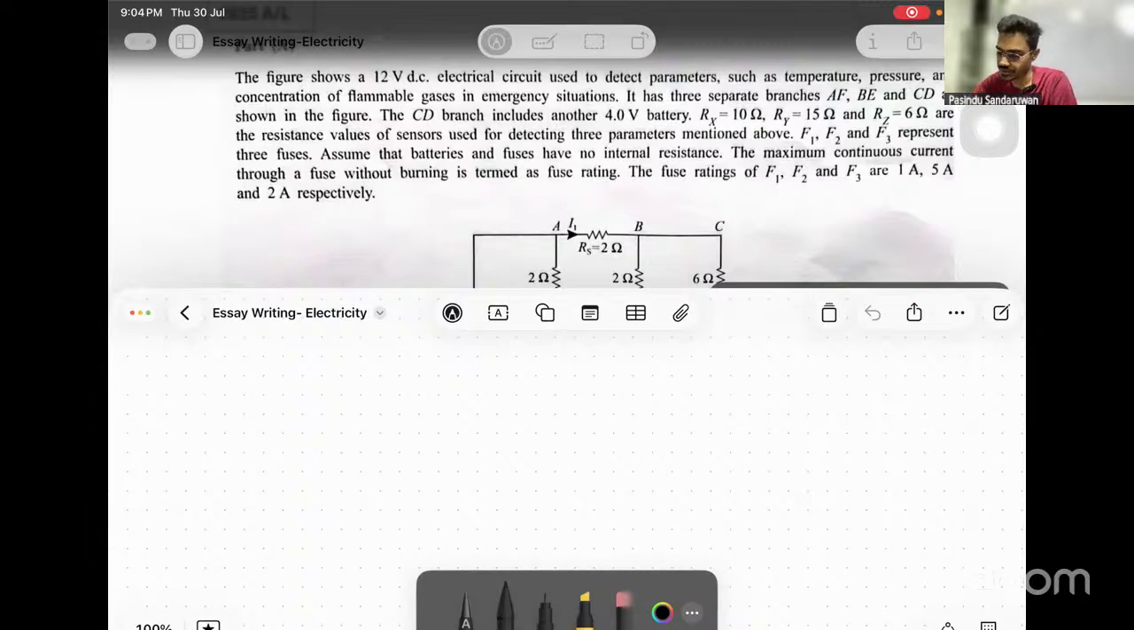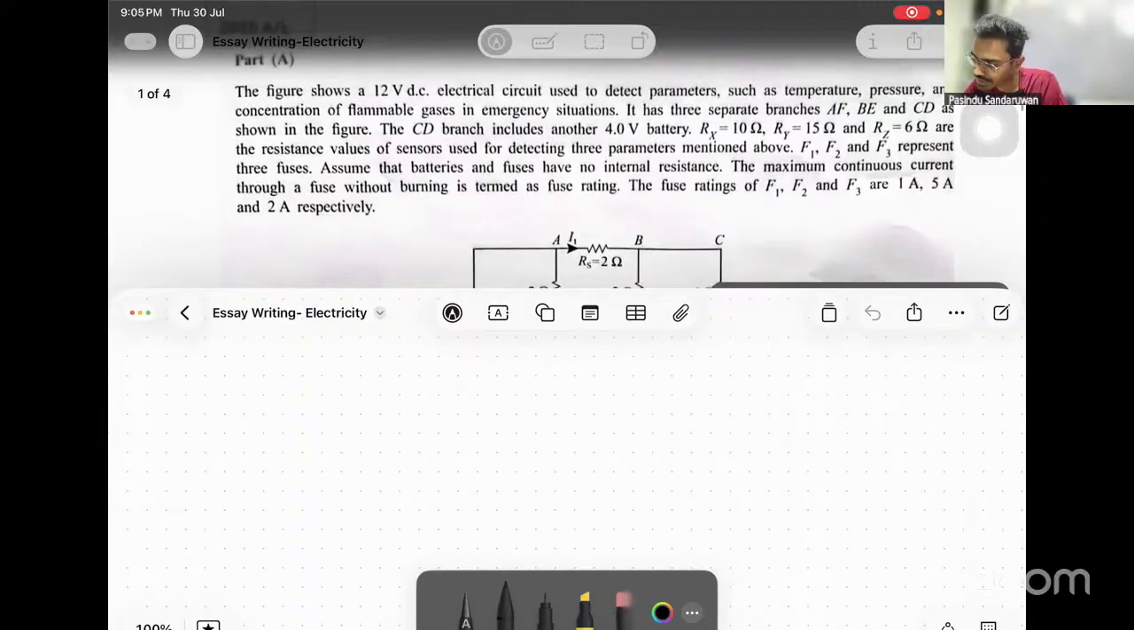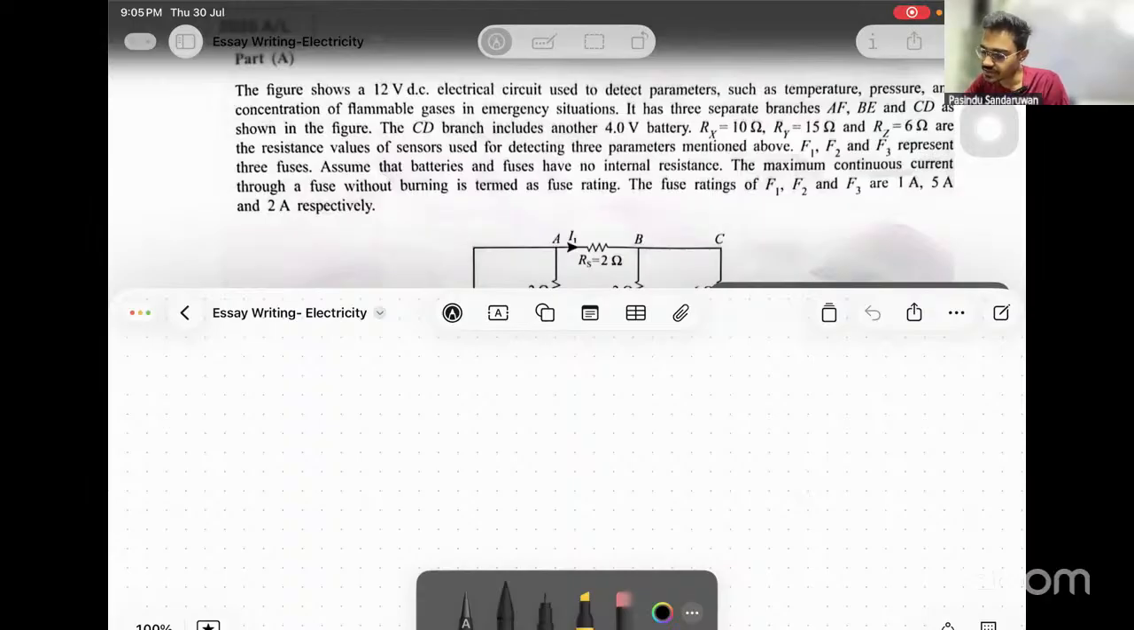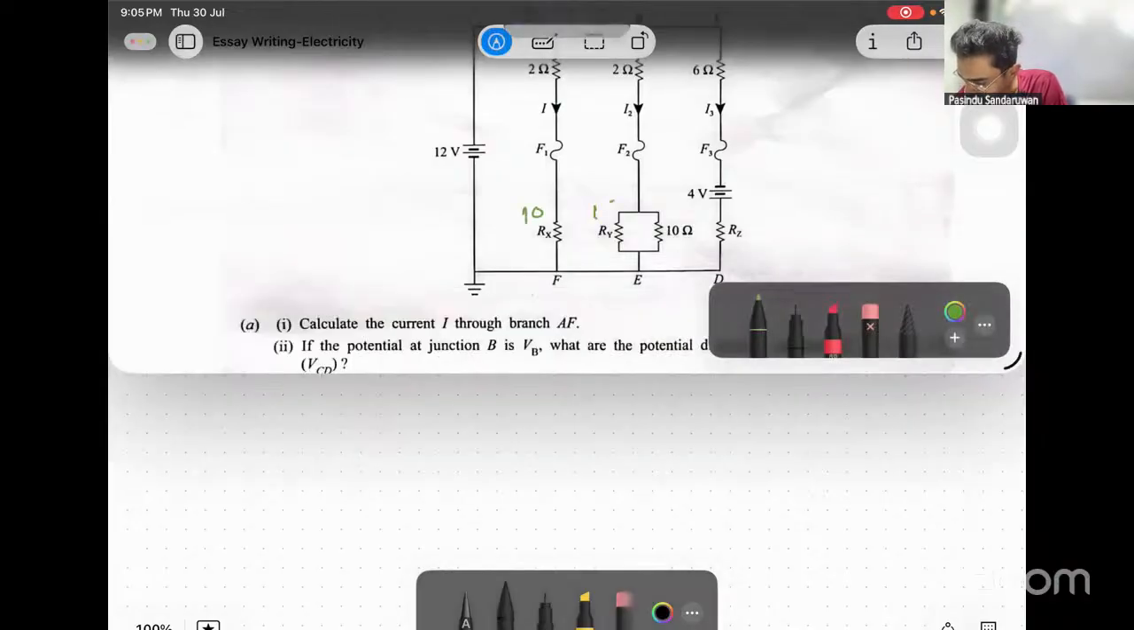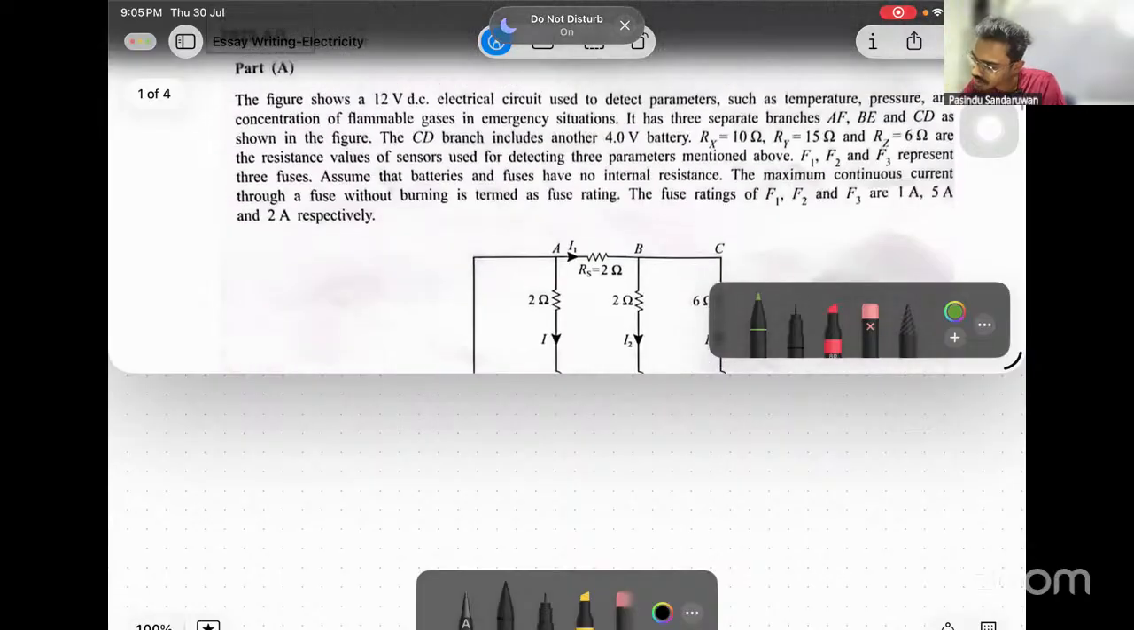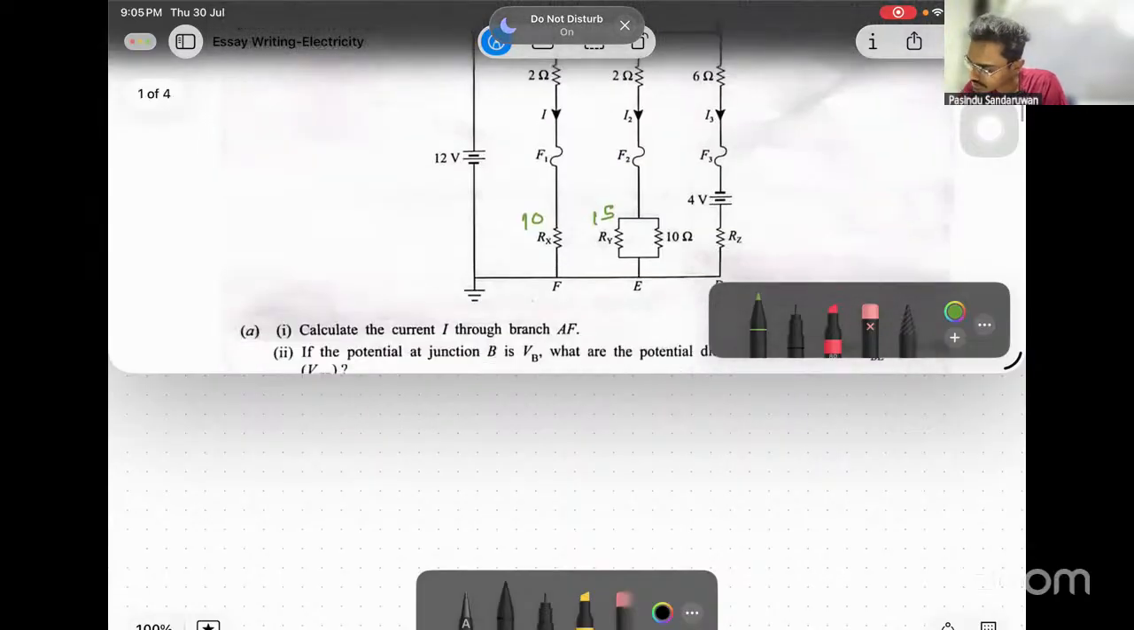First one. The figure shows a 12-volt DC electrical circuit used to detect parameters such as temperature, pressure, and concentration of flammable gases in emergency situations. It has three separate branches, AF, B, and CD, as shown. The CD branch includes another 4-volt battery. Rx equals 10 ohms, Ry 15, and Rz 6.